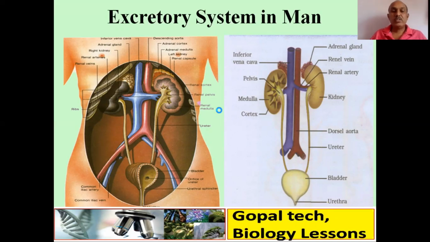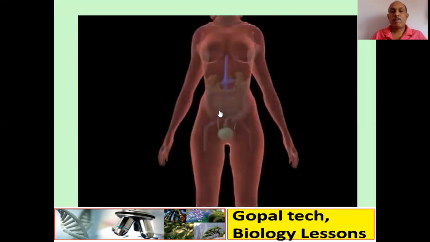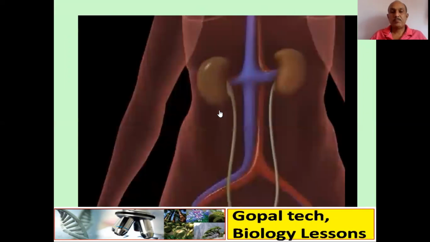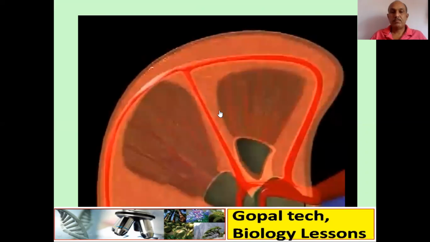Now we'll see. First you try to see this. Kidneys filter blood and make urine. Blood passes into the kidney through the renal artery and returns through the renal vein. Once inside each kidney, the blood passes into capillaries and then into thousands of tiny structures called Bowman's capsules. So these are a nephron, which contain a cup-shaped structure called Bowman's capsule.